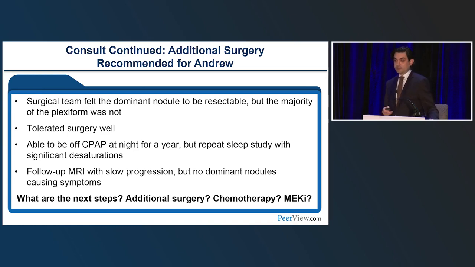So the team thought that surgical resection was going to be beneficial because he was having struggles with sleeping and his breathing. So the nodule was resected, but of course, as you were mentioning, Laura, they couldn't resect the entire plexiform neurofibroma. He tolerated surgery well, and he was able to wear CPAP at night to help with the sleep apnea problems that he was having. So a follow-up MRI showed slow progression, but no dominant nodules causing symptoms. So what are the next steps? Do we need additional surgery?